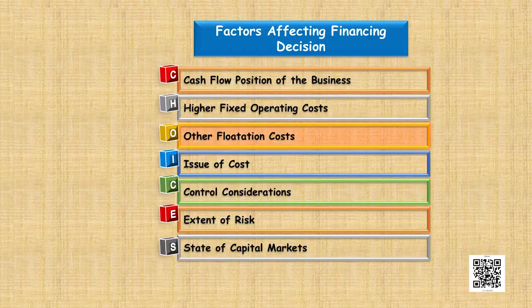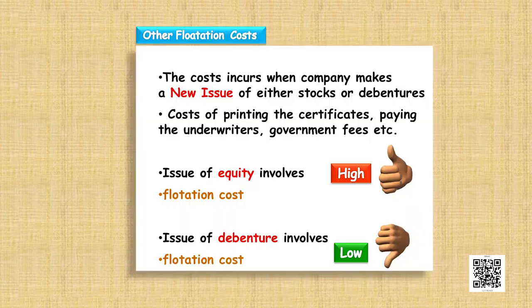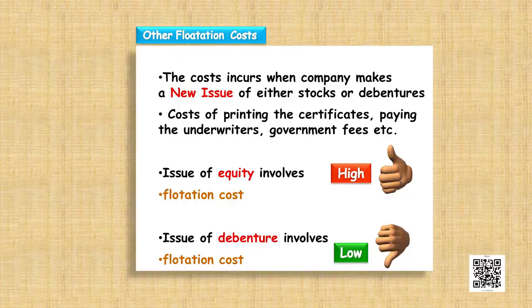Then the next point is the flotation cost. If the company wants to issue debt, then there are lesser flotation costs. Flotation cost, as we have already discussed, involves the cost of printing the certificates, paying the underwriters, government fees, etc. Issue of equity shares involves a huge amount of flotation cost. So if the company has deep pockets and can incur flotation cost, then it may choose to issue equity. Whereas if the company's pockets are not so deep, then it must consider taking a loan from the bank, because it involves no or very little flotation cost.